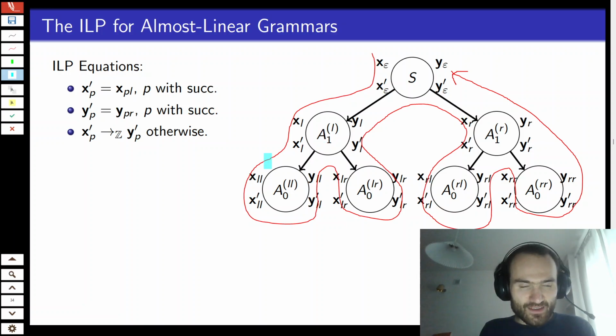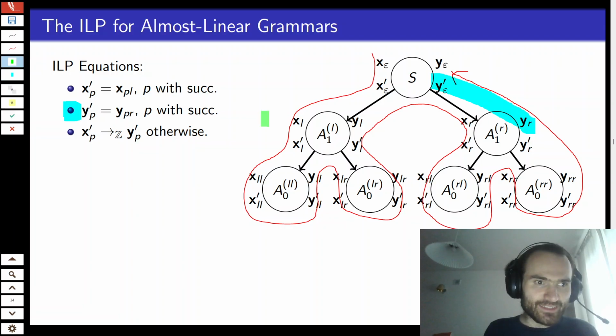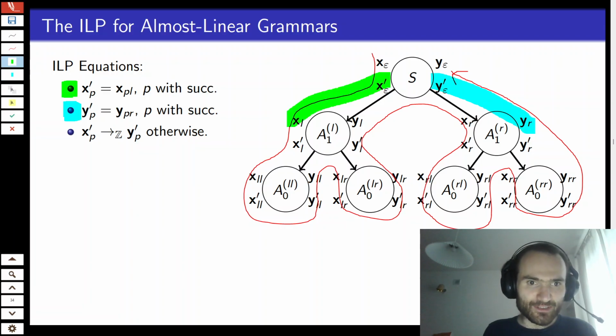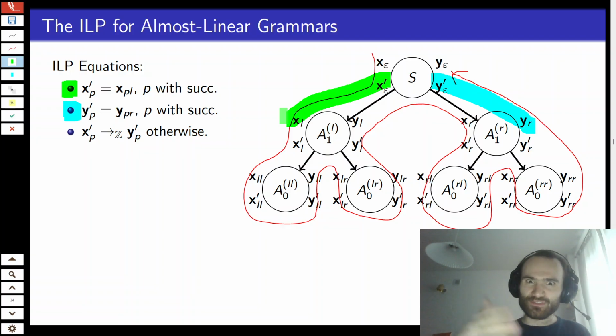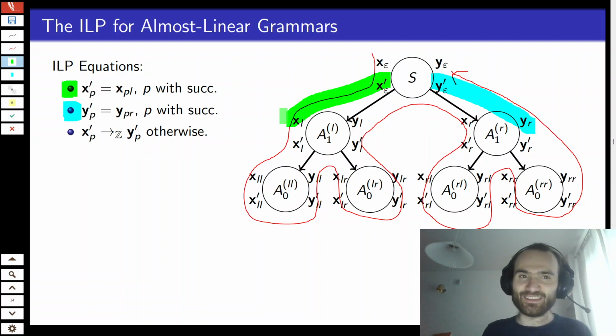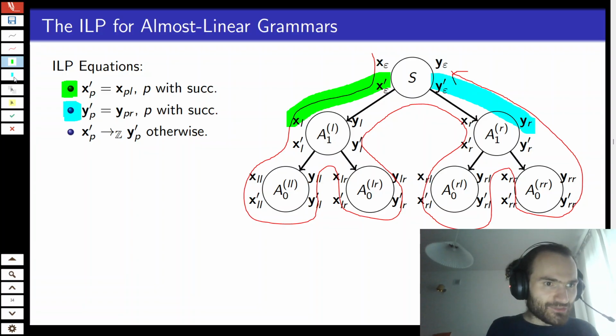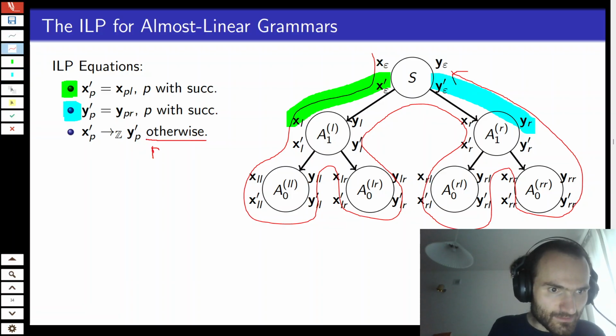Okay. And then the second equations, these were equations where you go up, while these equations here were equations where you go down. But overall, that's just equations where you put values from one SCC to the next in the obvious way. More interesting is what happens if P is not a successor. So otherwise, meaning P is without successor.